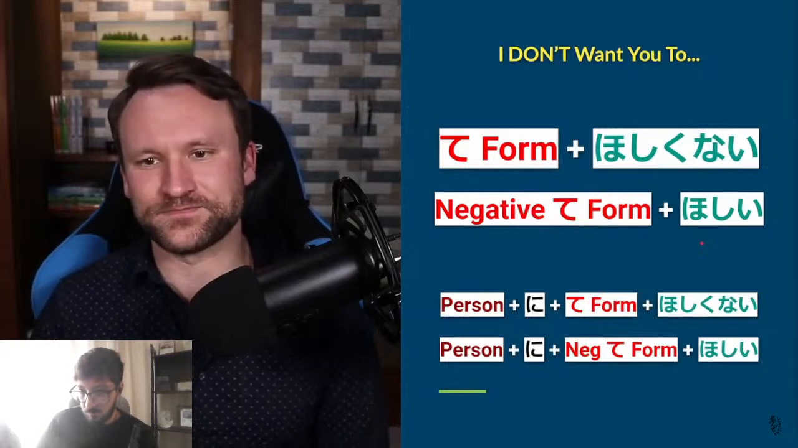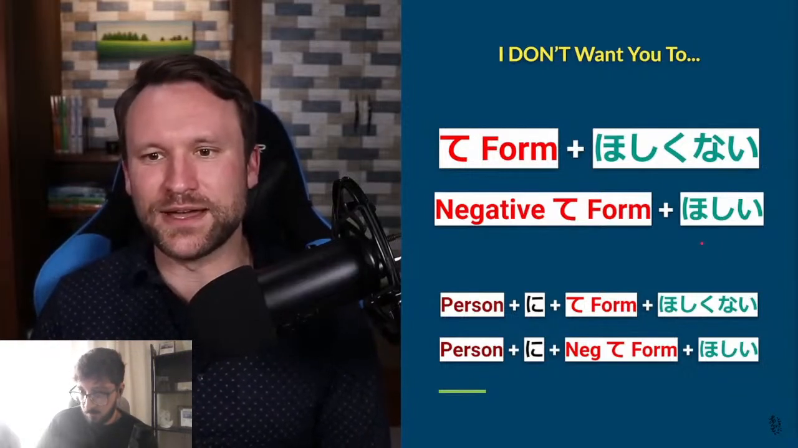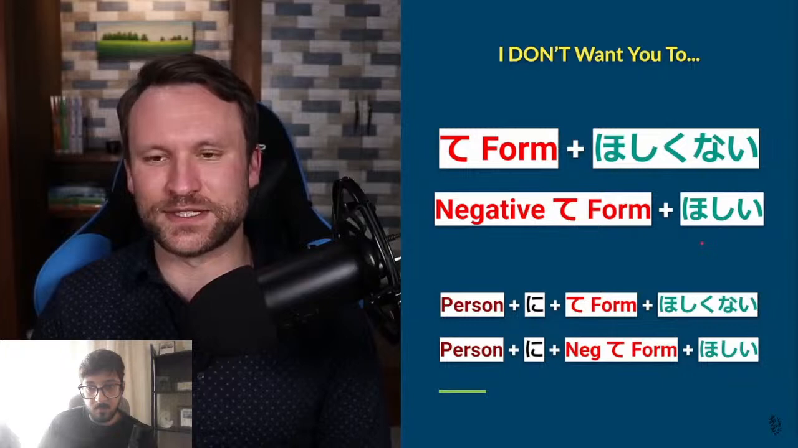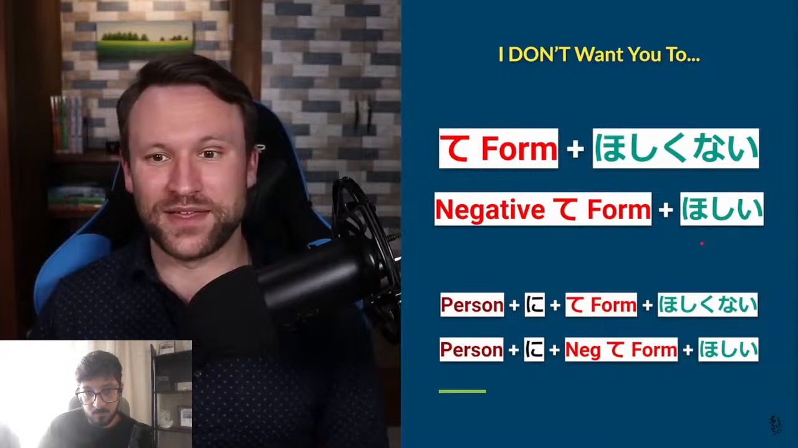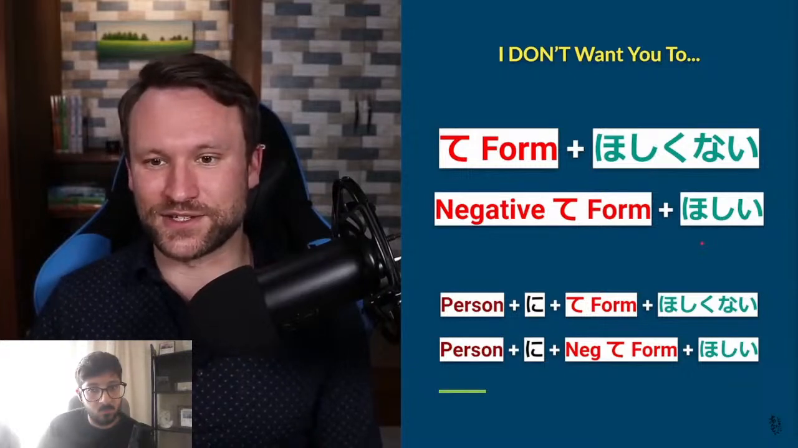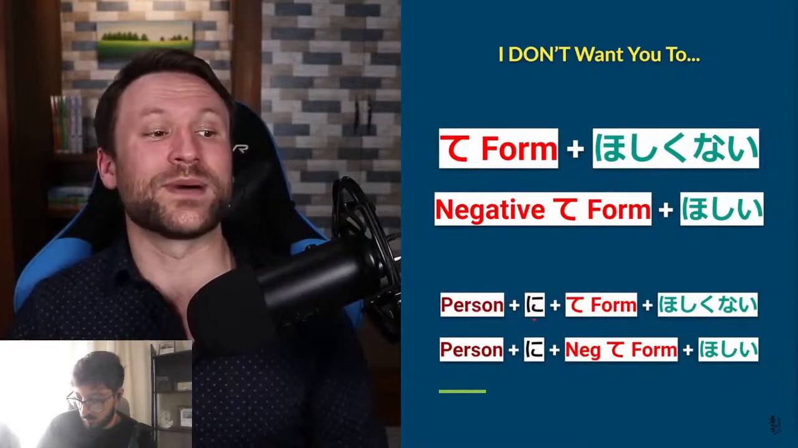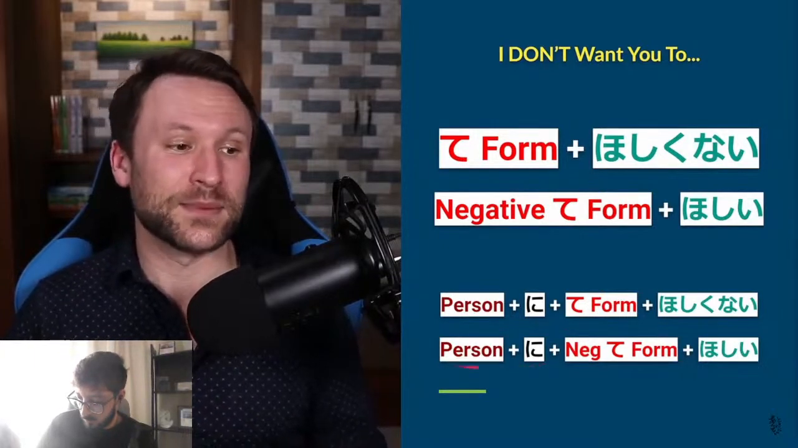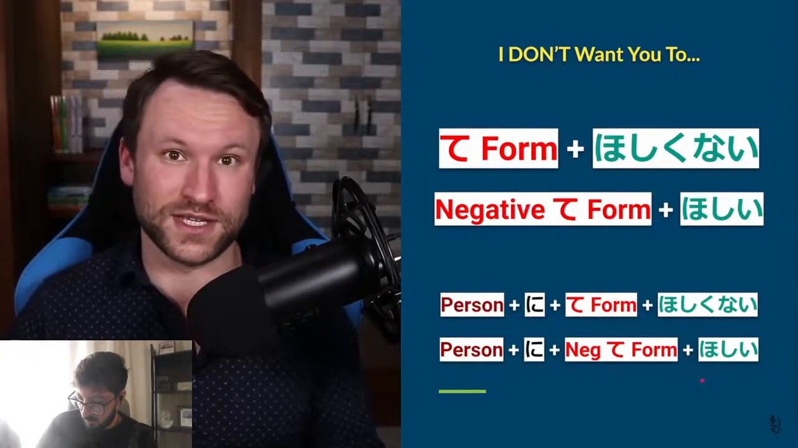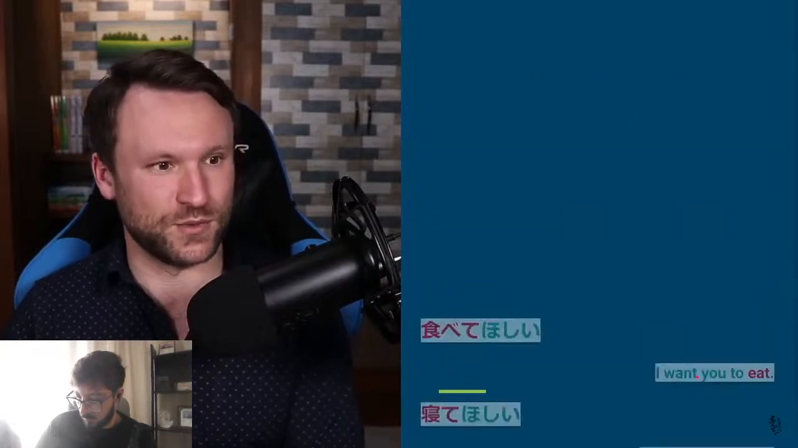That makes sense. There you go. So iwanai de hoshi is an explicit request, so it's a little bit stronger, whereas ite hoshikunai is not necessarily an explicit request. That makes a lot of sense. Thank you for that, Tsubasa. That helps a lot, actually. And the person is also marked in those by the ni particle. So person ni te form hoshikunai, person ni negative te form hoshi. Either one of those is I don't want you to.